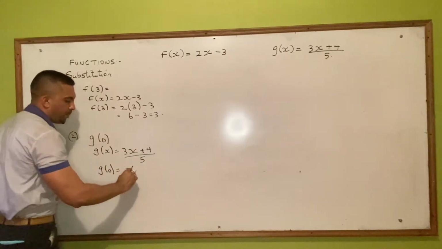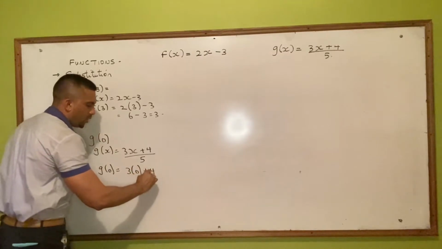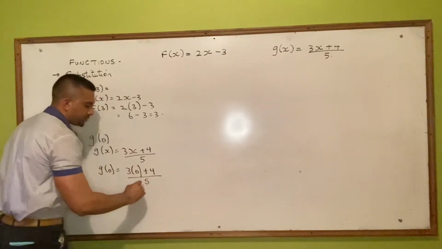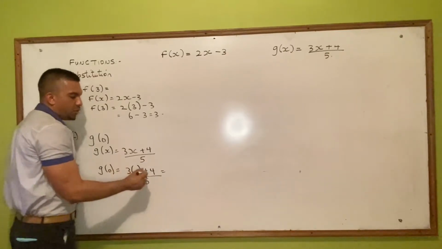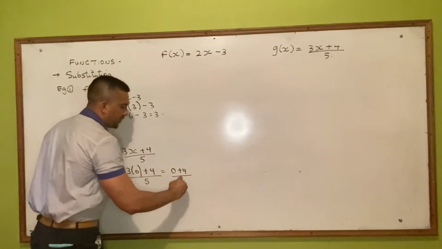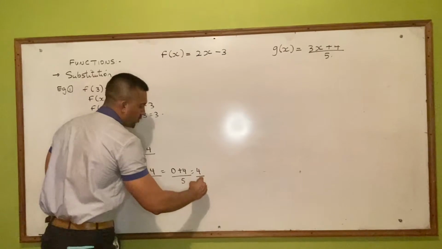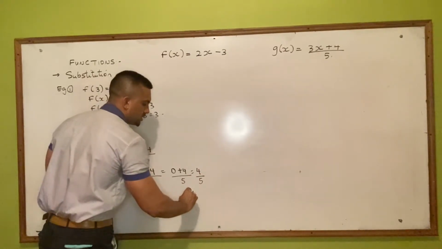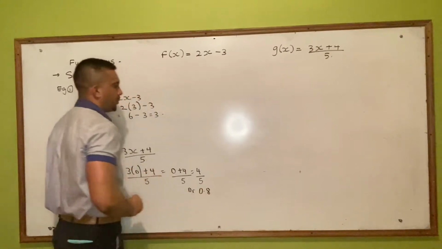So we get 3 open brackets 0. I like to work step by step. Plus 4 all over 5. When simplified, bracket means to multiply, so 3 by 0, anything by 0 is 0, plus 4 all over 5. So 0 plus 4, we get 4 over 5, which can be left as a fraction, or some persons like to write it as a decimal. 4 over 5, when placed in the calculator, I get 0.8.